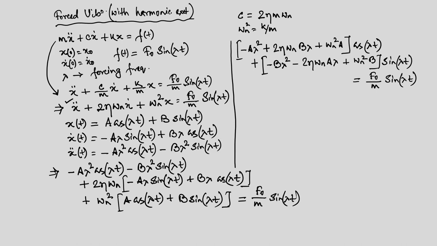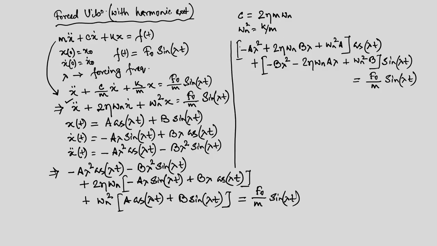If we look at this expression, on the left hand side we have cos lambda t multiplied by this bracketed term plus sin lambda t, which is also multiplied by a bracketed term, as you can see on your screen, while on the right hand side we have F naught by M times sin lambda t. Now, if we compare these two, we can easily conclude the coefficient of cos lambda t must be equal to 0. So, we have minus A lambda square plus twice B eta omega n lambda plus A omega n square, this is equal to 0.